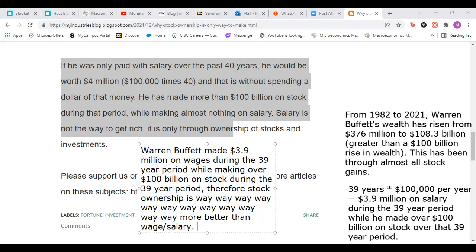So yeah, I just wanted to demonstrate that for you, because this is why people are in the 1%. This is why people have influence over governments, because they own stock and investments, because they have the money from that. That's where almost all the wealth gets concentrated to, investments and stock. So I wanted to show you that.